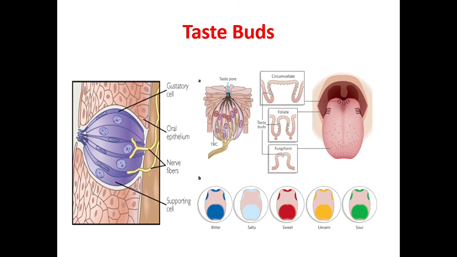There are four types of taste: bitter, salty, sweet, and sour. The fifth is actually a new addition to the four basic tastes: the umami taste. It is the taste of monosodium glutamate, or if we are fond of using vetsin in our food or in our cooking. It is described as a meaty, broth-like, savory taste of the food, umami food.